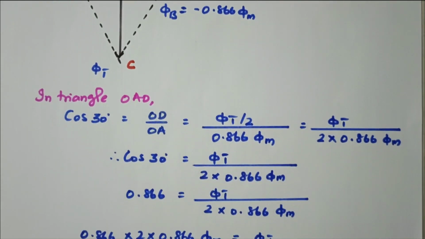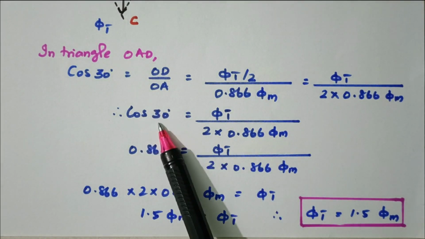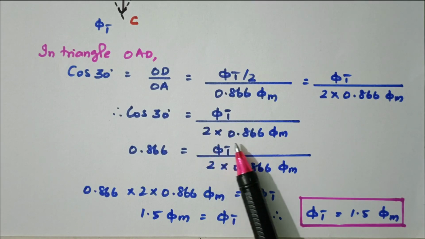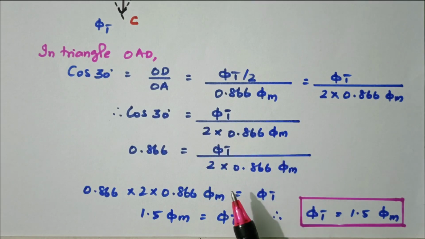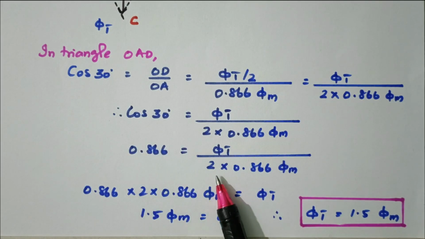I will go for the further simplification. Cos 30 equals phi t divided by 2 into 0.866 phi m. Cos 30 is 0.866. Now we will cross multiply this. Then we simplify so that we get 1.5 phi m equals phi t. That is phi t equals 1.5 times phi m. The resultant flux equals 1.5 times the maximum flux. So here also we got the same value, but it is rotated by another 60 degrees.